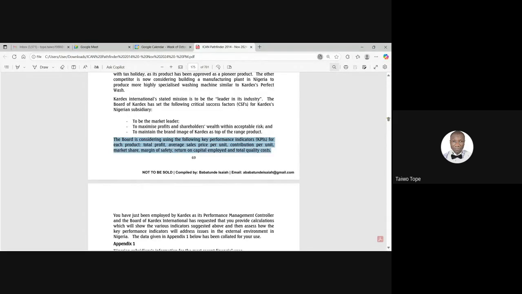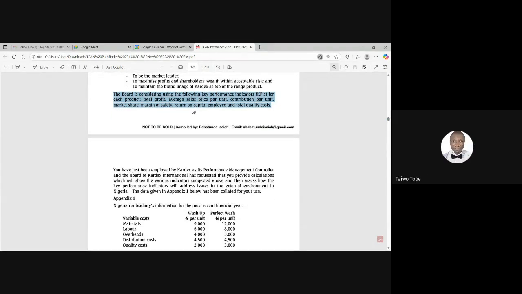What do you need to calculate profit to get your profit? It's revenue minus total cost. Fine. Revenue less cost. Yes, and you've passed.